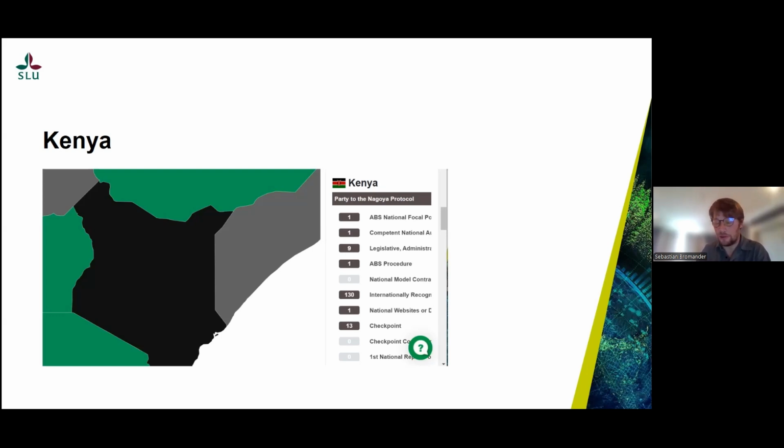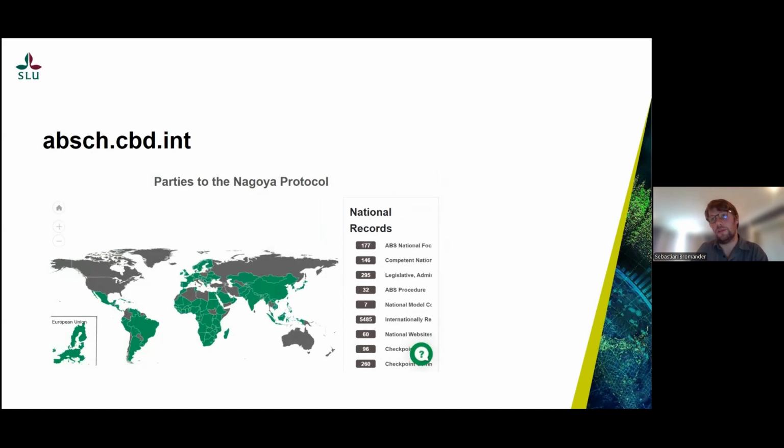For example, as I said, Sweden is also on this map. If you click on Sweden, you're probably going to see something like, we don't have any access requirements, and then you're done. You don't need to think about those things anymore, because based on the information found on this website, you have proof that we dealt with the Nagoya Protocol by confirming with the country that they don't have any access legislation, and that's it.